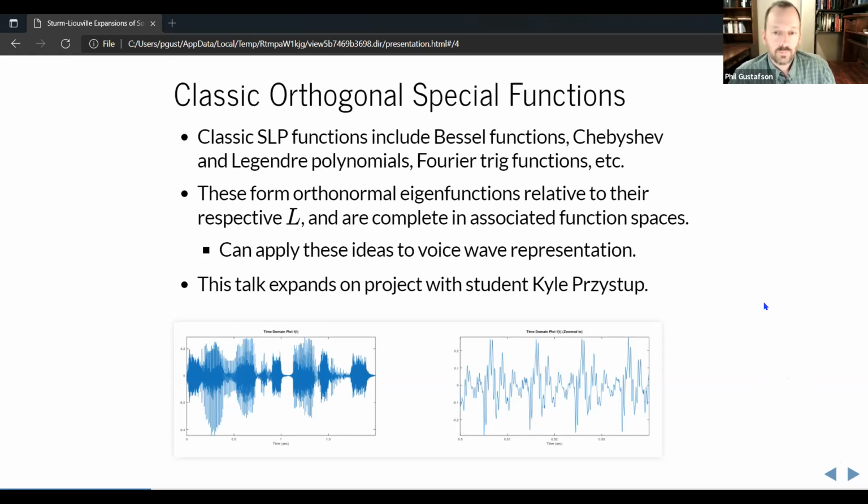All right, so to bring these ideas alive and see how they all work, that's what I want to do in this talk. I like using voice wave representations because it's a fairly direct, immediate way to bring the ideas to the students. They can record their voice and get to work on applying the ideas. This talk actually expands on a project that I did with one of my students last fall, Kyle Preistup, as well as some extensions of that.